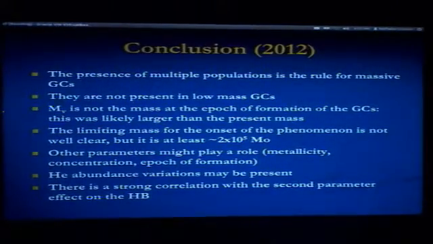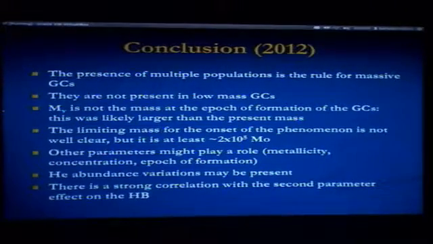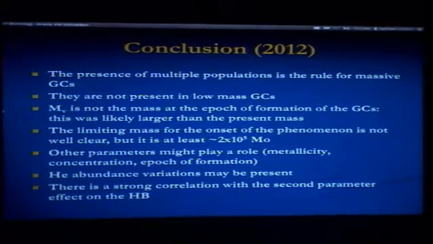Okay, so in 2012, 5 years later than before, we had gained a lot of information. The presence of multi-population is the rule for massive globular clusters. They are not present in low mass globular clusters. The absolute magnitude, of course, you should remember, is not the mass at the epoch of formation, but this was likely larger than the present mass. And this may limit our understanding of what is the threshold for the formation of this mechanism.